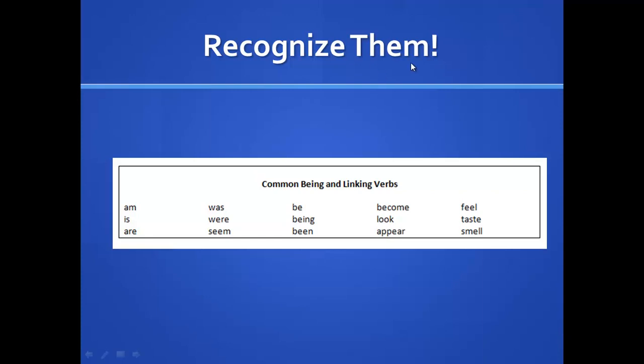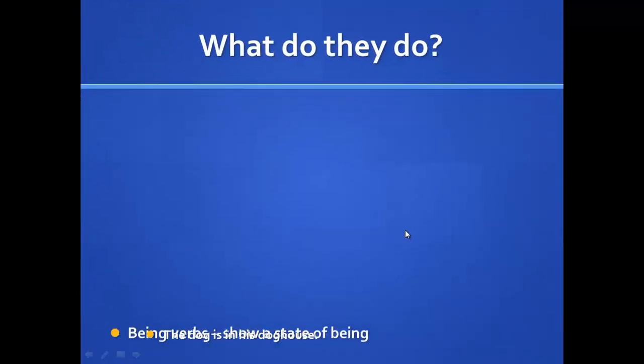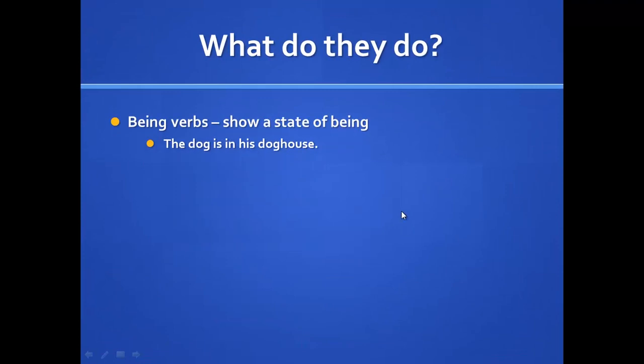It's going to do you a world of good and going to make your life significantly easier if you start to memorize that list. So what do they do? A being verb shows a state of being. So for instance, the dog is in his doghouse. Is a being verb, and it shows where this dog is at. It's his location. It's where he is.